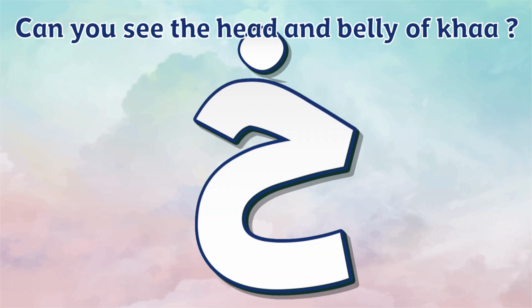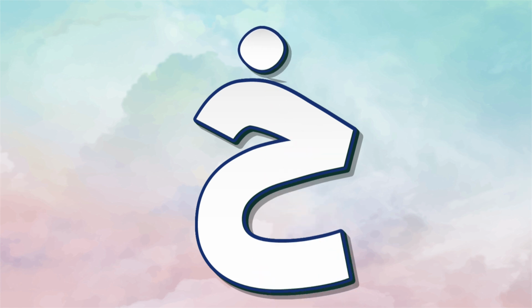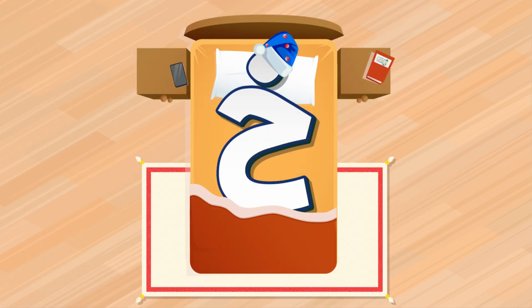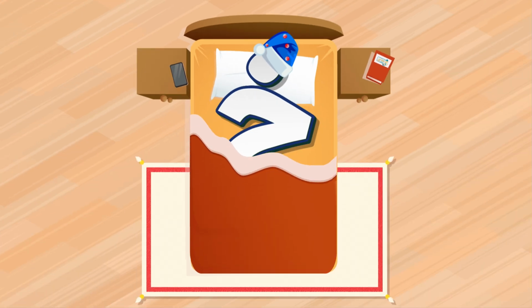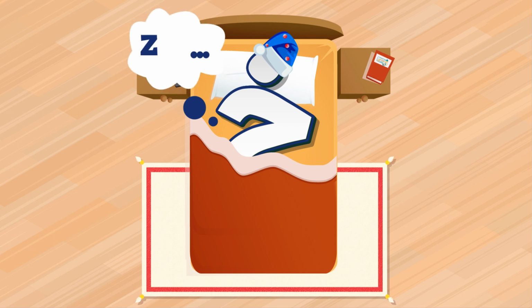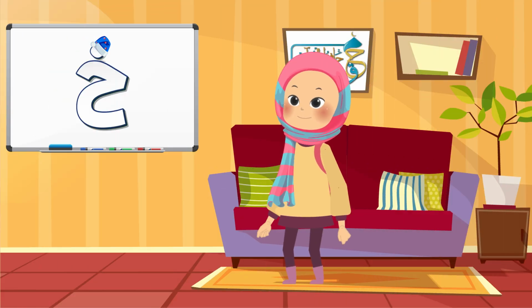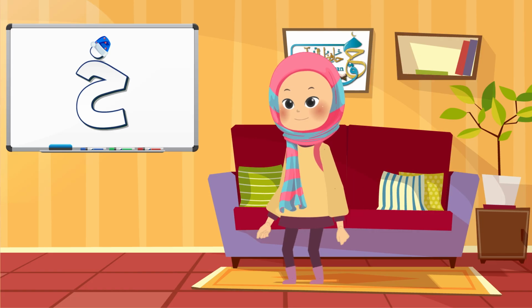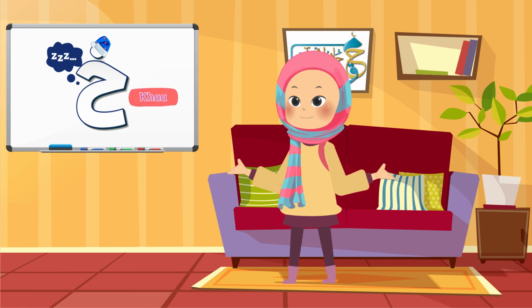Can you see the head and belly of Khaa? Does it have any dots? Yes. Where? Above the head of Khaa. Great job. Oh, look. It has a dot on its head. It wants to go to sleep, and it's making snoring noises. Sounds like Khaa, Khaa. So whenever you see the dot on the head of Khaa, you should remember the snoring noises, which sound like Khaa, Khaa.